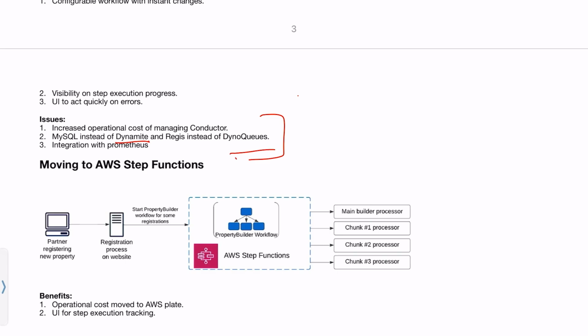So instead of what Conductor relies on, booking.com leveraged MySQL and then Redis. This is not Regis, this is Redis. Redis for the queue mechanism, and for monitoring purposes, to push in all the metrics, they were using Prometheus. So they had to do some custom management to host this Conductor architecture. So again, there is management overhead which is coming in.